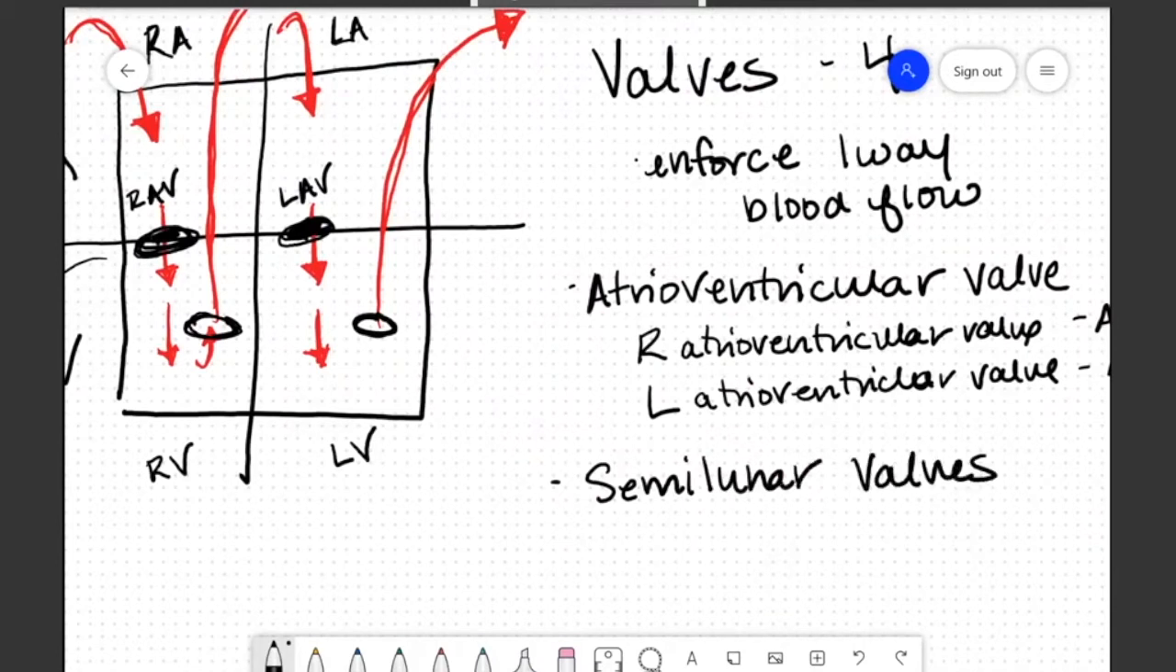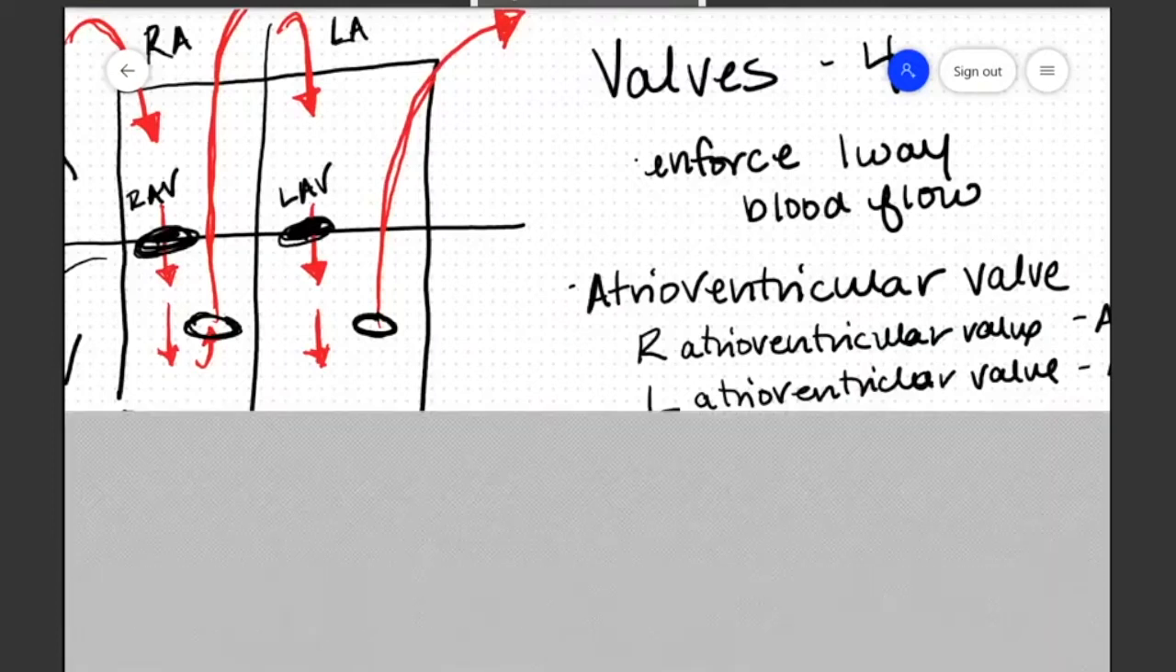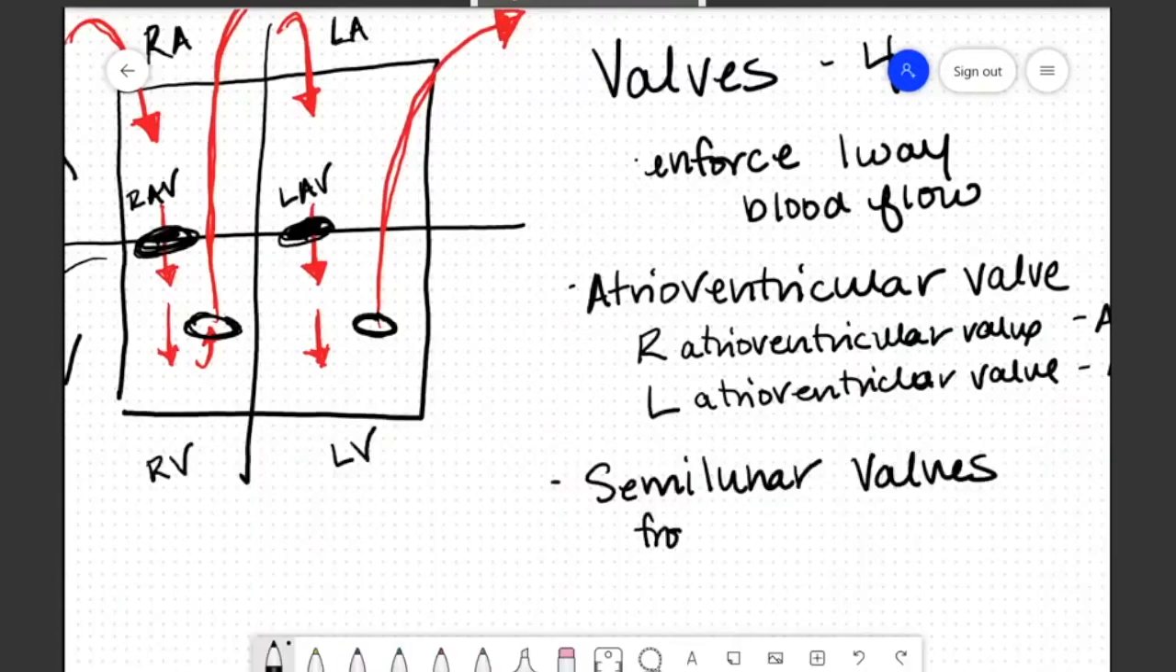So your semilunar valves are going to be the doorway from the ventricle to the outside of the body. So this is the doorway leaving the heart.